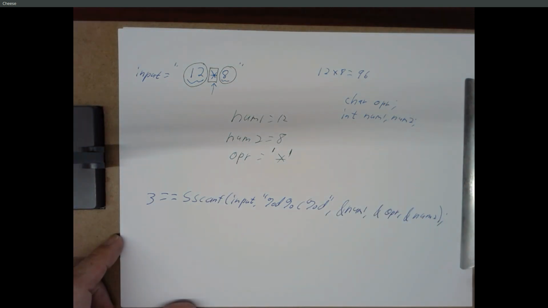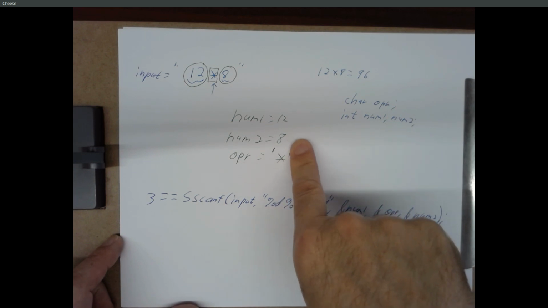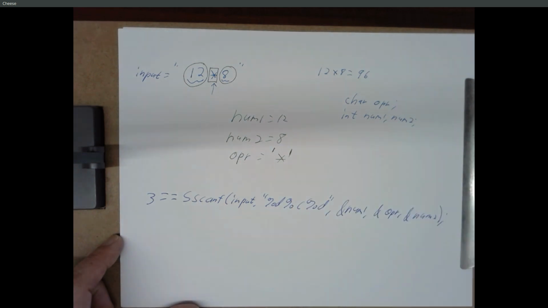So you could say if operator equals star, then return num1 times num2. If operator equals plus, return num1 plus num2. Or do a switch statement. If you like switches, this is a perfect setup for a switch.